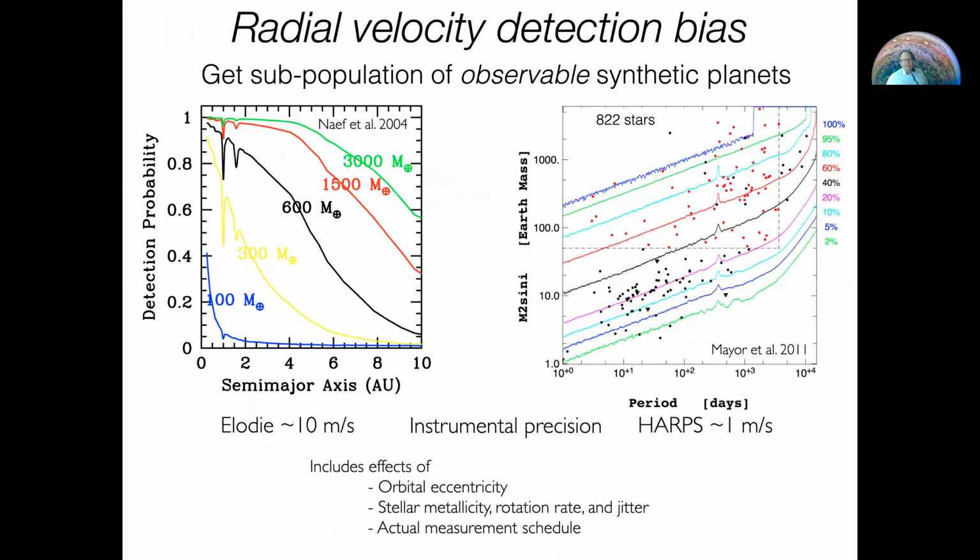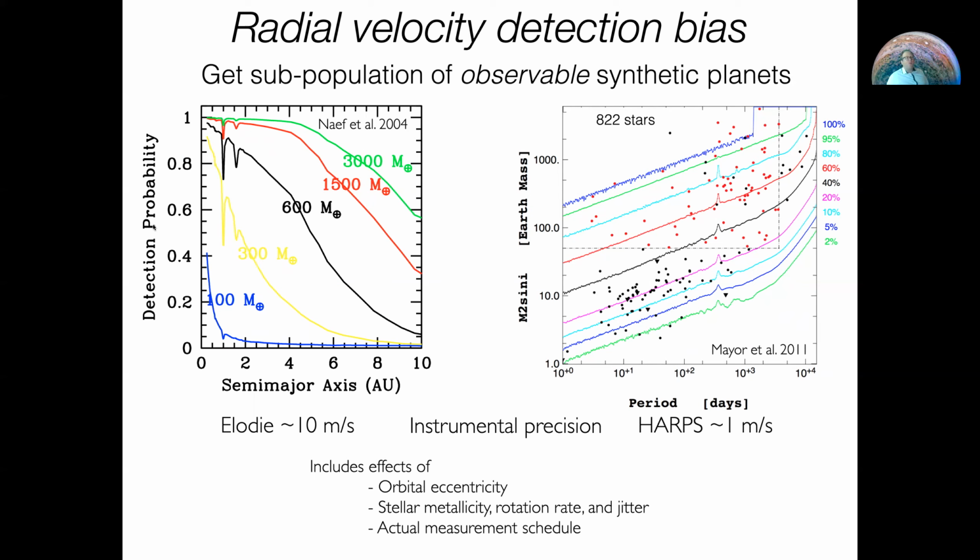So with that, as I said, we get the subpopulation of observable synthetic planets, and what we need for that is basically a result from a survey that you can see here. This was from the original survey with the ELODIE instrument. This is a radial velocity survey. This was the instrument with which 51 Peg b was discovered. And here you can see, as a function of semi-major axis and for different planet masses, all giant planet masses, how likely we could detect a planet.